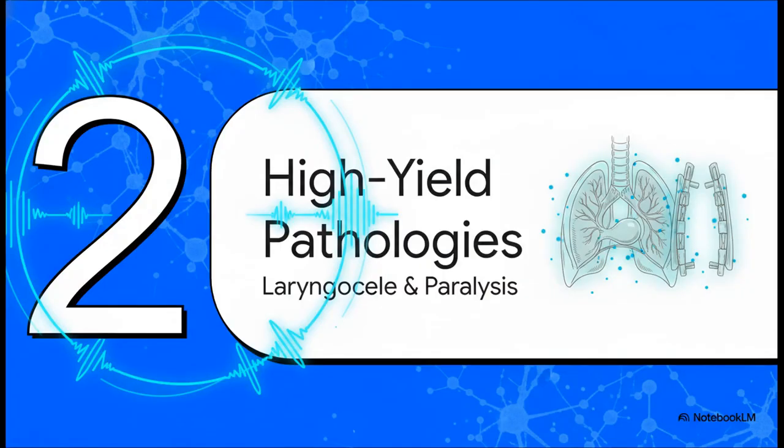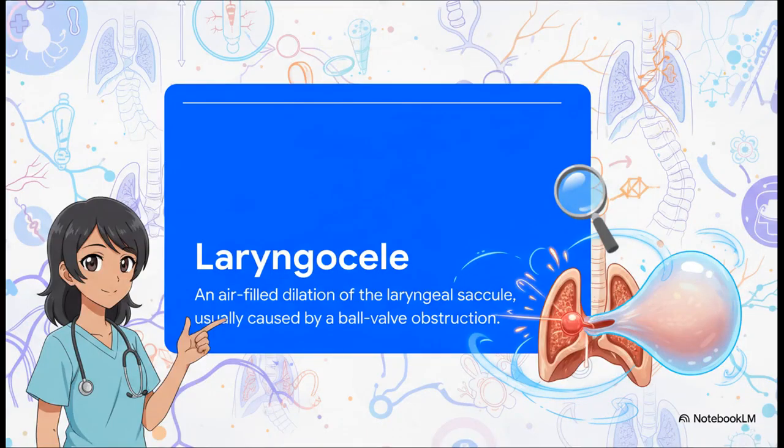Okay, building on those clinical scenarios, let's nail two classic pathologies that are practically guaranteed to show up. I'm talking about laryngoceles and vocal cord paralysis. You gotta know these cold. So what exactly is a laryngocele? Well, it's pretty simple. It's just an air-filled dilation of the laryngeal saccule. And you might be asking, what's a saccule? Just think of it like the appendix of the laryngeal ventricle.